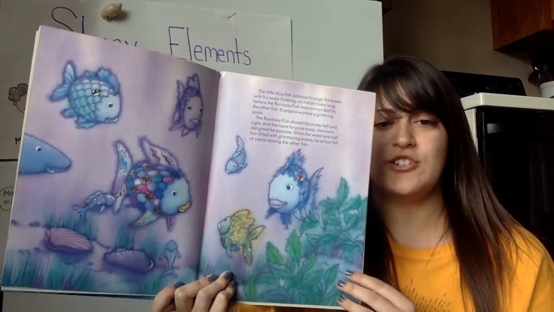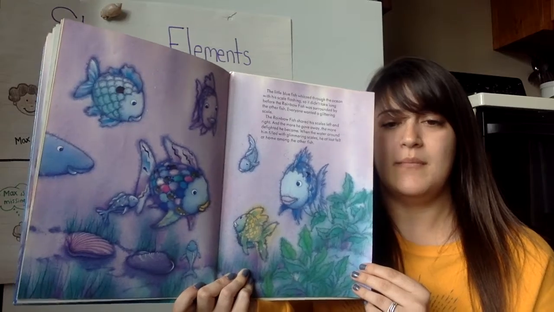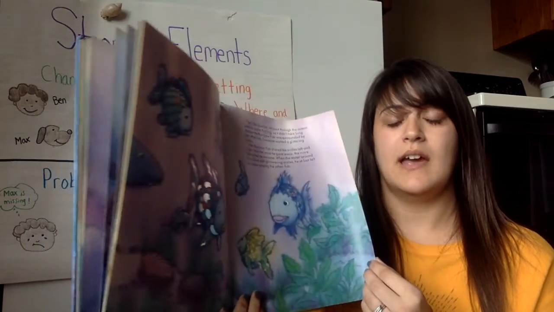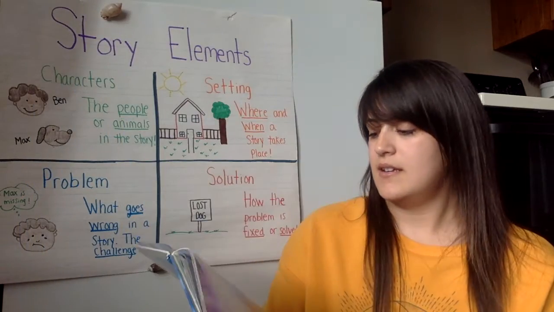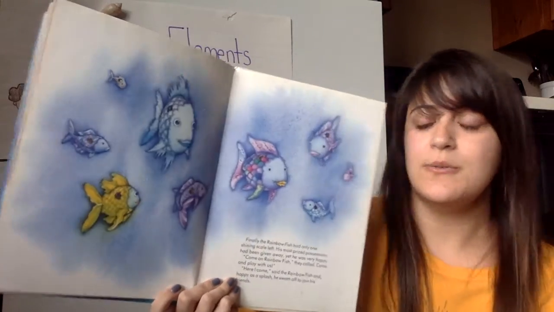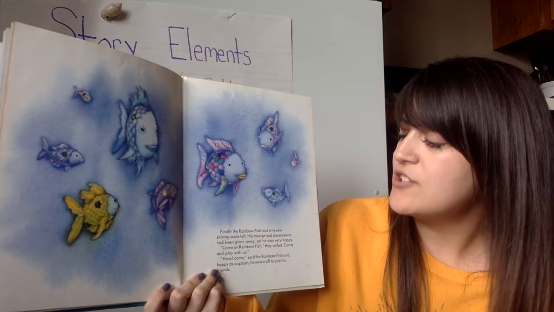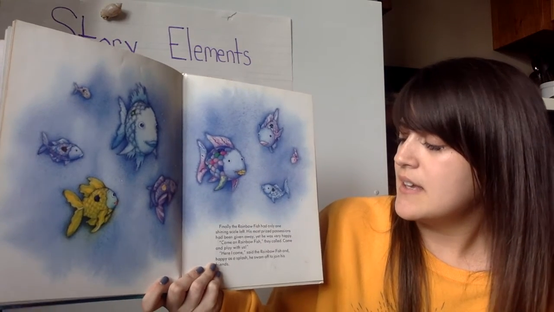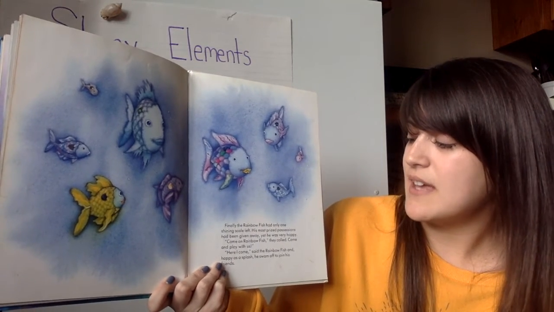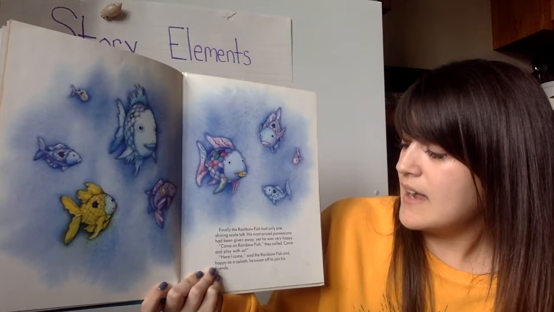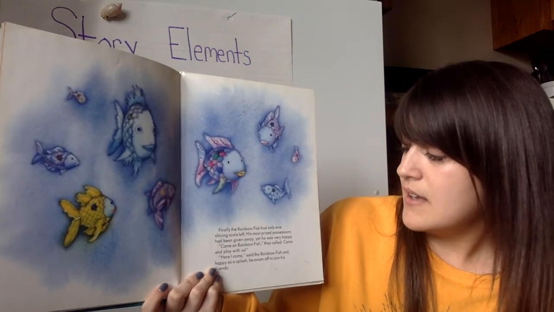So he learned that sharing his scales makes other people happy, and when the other fish are happy, it makes him happy too, because now he's not lonely. Finally, the rainbow fish had only one shining scale left. His most prized possessions had been given away, yet he was very happy.